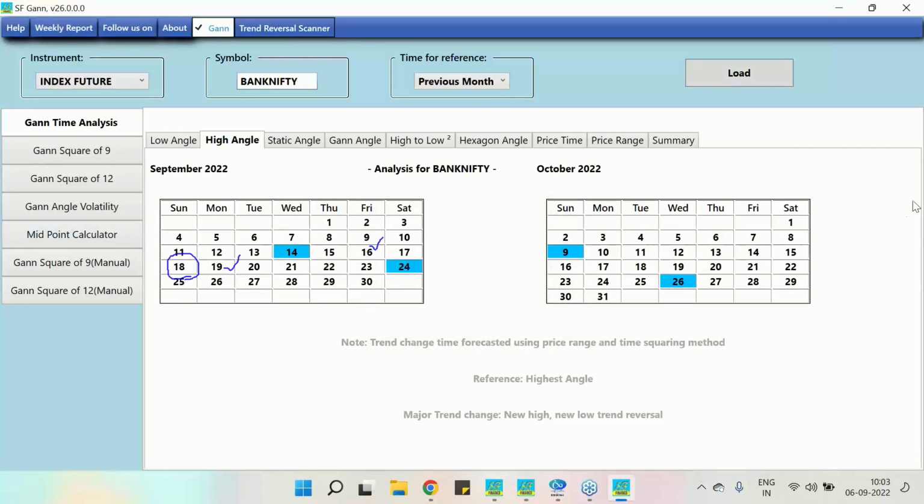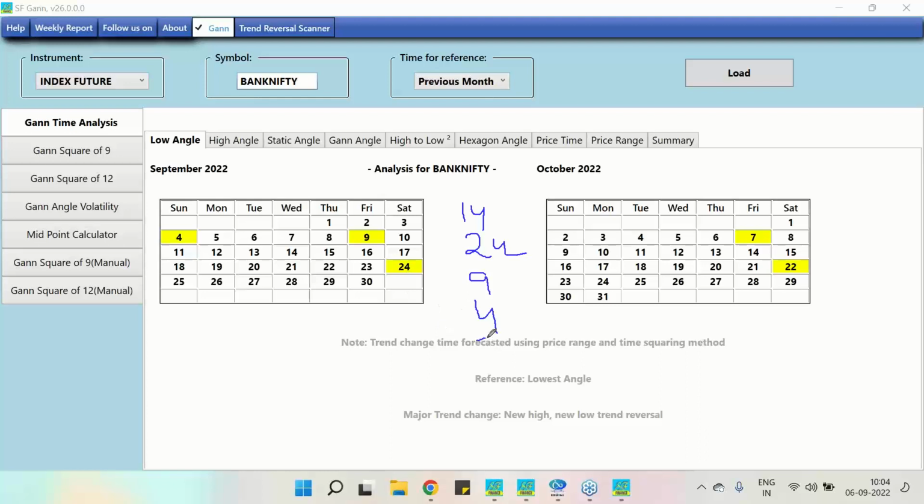Here we have the 14th of September and the 24th of September, which are high angle dates for Bank Nifty. The first one falls on Wednesday the 14th, and the next one is the 24th, which falls on a holiday as well. So it will happen on Friday or on Monday the 26th.